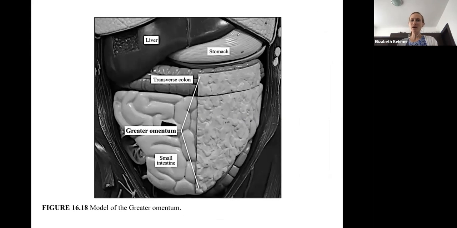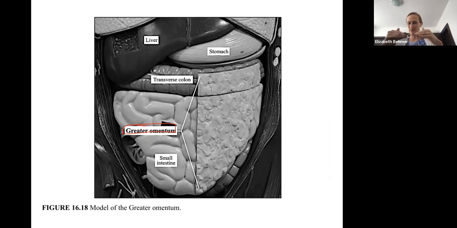Here's the model of the greater omentum. It kind of looks like an apron. And if you ever dissect a cadaver, this is kind of neat to see. Once you open up the lower abdominal cavity, you actually have to take the apron off to view the intestines below it. And again, the greater omentum helps to hold the intestines in place.